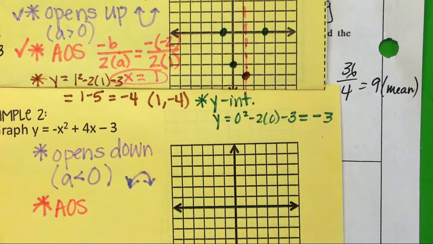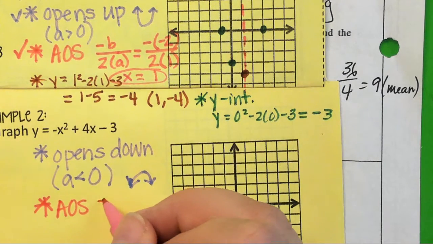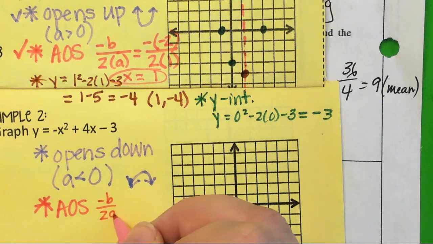Do I still start off positive? Can someone tell me the axis of symmetry? I told you what equation to use for axis of symmetry. Still going to work here. Still going to be negative b over 2a. That's all that.